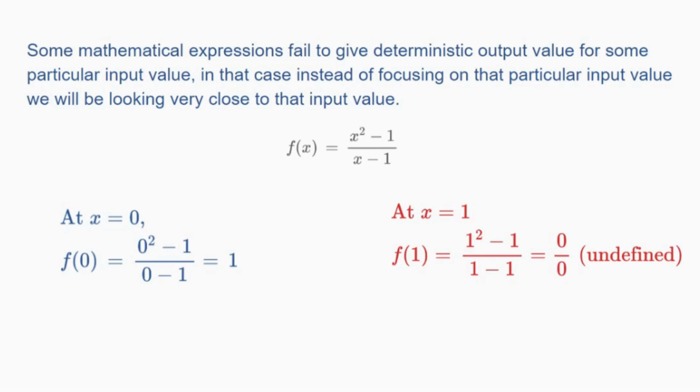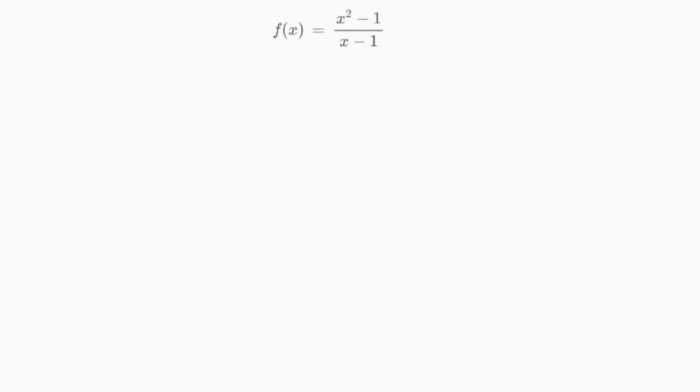Now, instead of worrying about the point x is equal to 1, we are going to look at the points close to 1, and we are going to see the corresponding output value. So let's take x is equal to 0.9. The corresponding f of 0.9 is equal to 0.9 squared minus 1 divided by 0.9 minus 1, equal to 1.9.